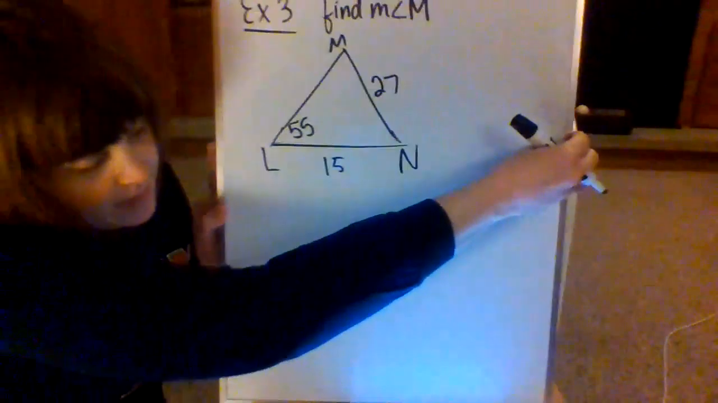Example 3, we're going to find the measure of angle M. The triangle looks like this. Helps if I can draw straight lines. This would go faster. We have 55 degrees in this corner. 15 is this side. 27 is this side. M, L, N.